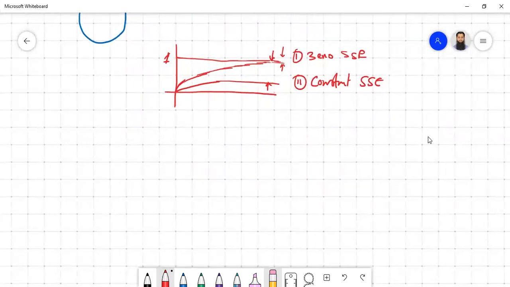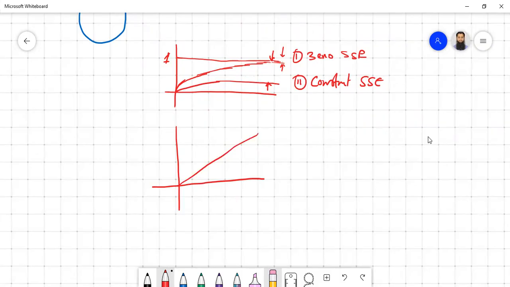In the case of the ramp input, let's check what possibilities we have. Say this is your ramp signal. One possibility is that initially we have a deviation, then finally it goes and merges with the original input signal. This is case one, which is zero steady state error. The next one, we have a deviation, and then always maintain a constant vertical distance from the input. This is case two, which we call constant steady state error.